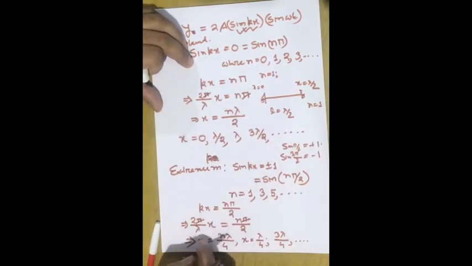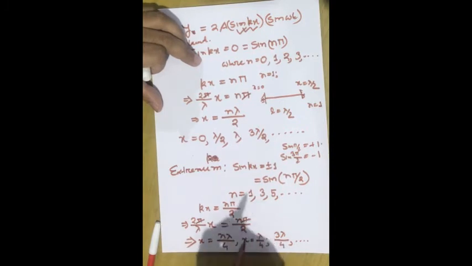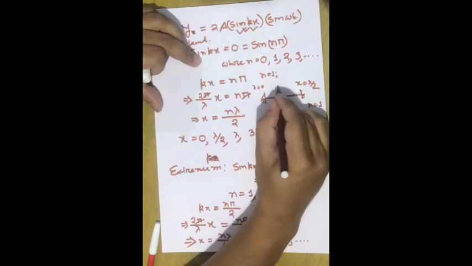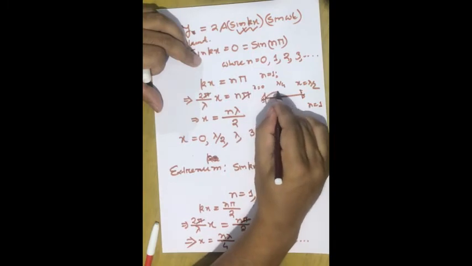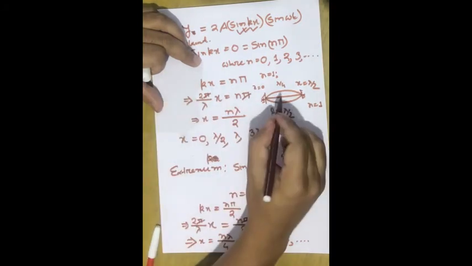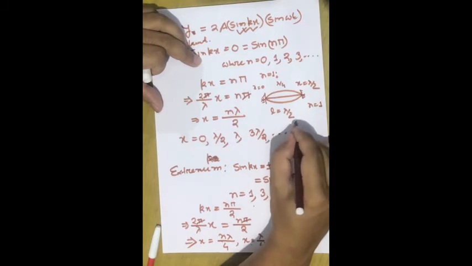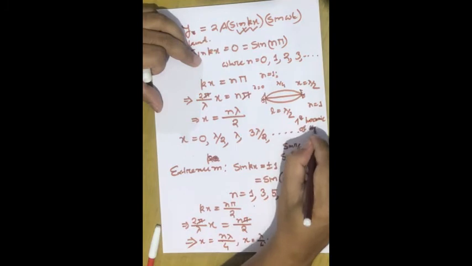Now you see, when n is equal to 1, the position of extrema for n is equal to 1 is lambda by 4. So between these two, say this is lambda by 4. Okay. So what will we get? We will get this kind of a vibration. When n is equal to 1, the string will vibrate like this. Okay. So this vibration is known as the first harmonic of the string.